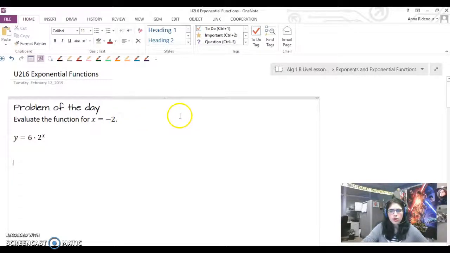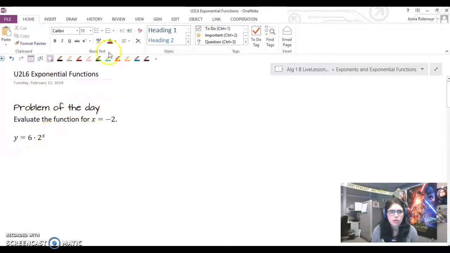So by now, based on what you learned last semester, you should be familiar with the fact that when it says evaluate the function for something, that means you take that number and you plug it in to the function. So for this one, I'm going to take x is equal to -2 and plug that in for x. So I get y is equal to 6 times 2 to the -2nd power.